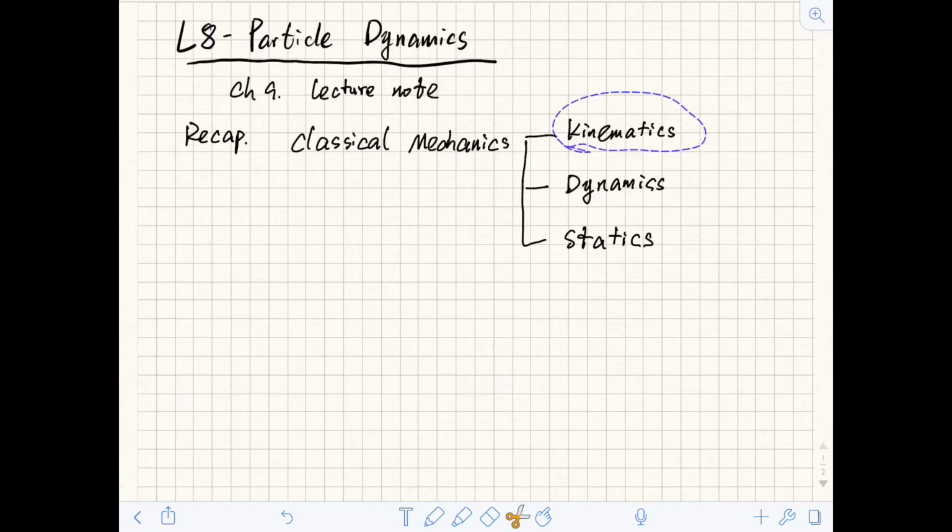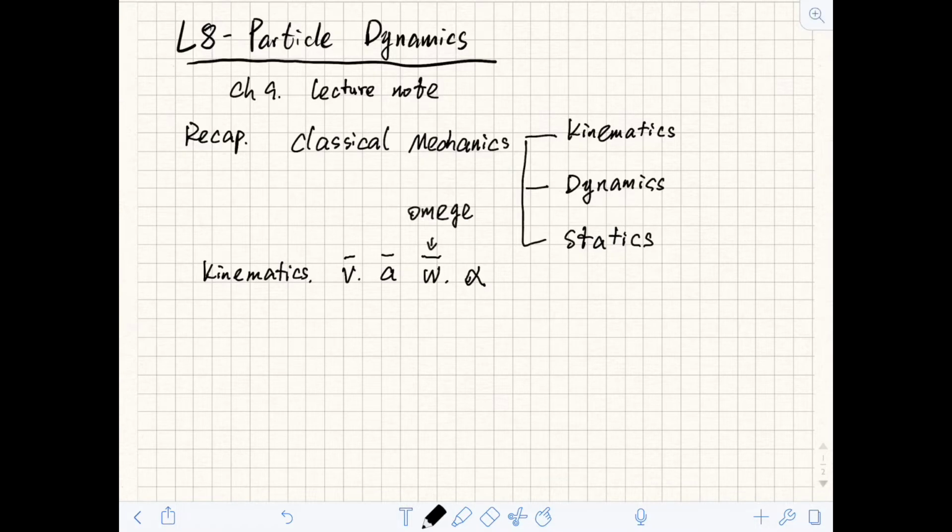Kinematics is what we have covered so far in this course, which is where we look at velocity, acceleration, angular velocity, and angular acceleration. So we use v as velocity, a as a general expression for acceleration, omega as the expression for angular velocity, and alpha as a symbol for angular acceleration. And we did not really consider the effect of forces.